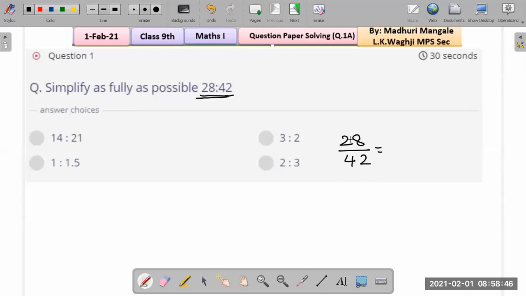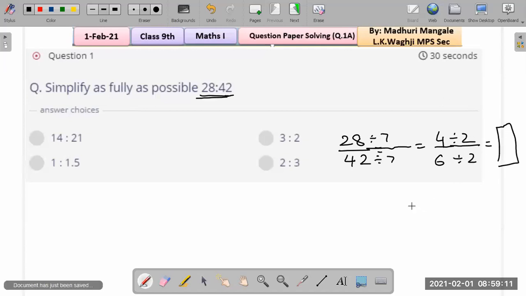We see that both of them are divisible by 7, isn't it? So what happens if we divide both the top and bottom by 7? Dividing both by 7, what do you get? That would be 4 over 6. Yes, very good. And again, we can simplify this further. Both are divisible by 2. So dividing top and bottom by 2, you will get the answer.